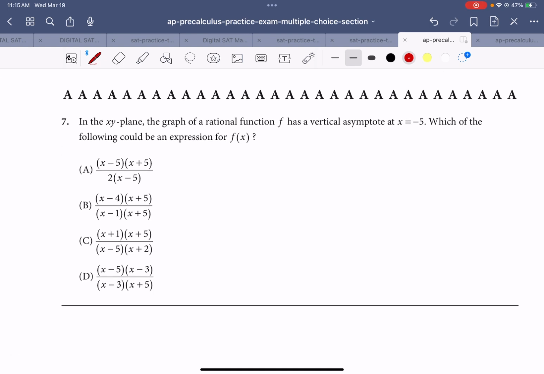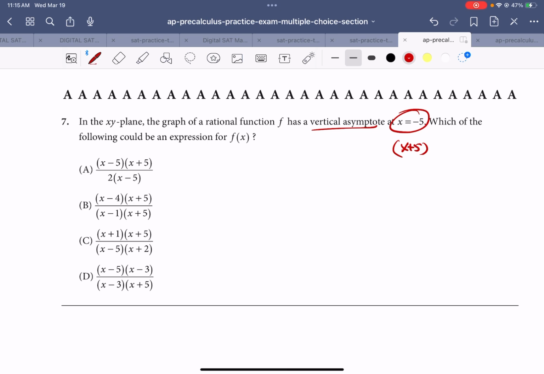Number 7, in the xy plane, the graph of the rational function (rational function means a fraction like that) has a vertical asymptote at x equals negative 5, which means the x plus 5 factor should be in the denominator, not the numerator. Which of the following could be the expression for f of x?